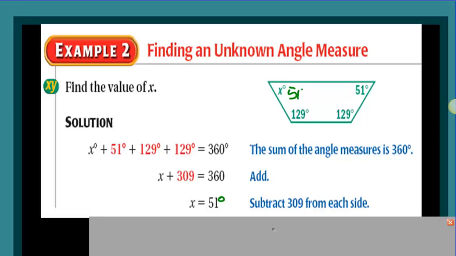Notice, this is a trapezoid. Trapezoids sometimes have 2 angle measures that are the exact same. Okay, so in this case, we have that. We can prove it by this work. Make sure you're showing that work.